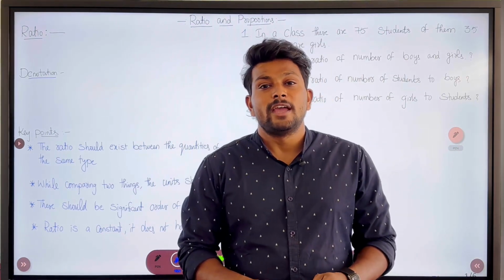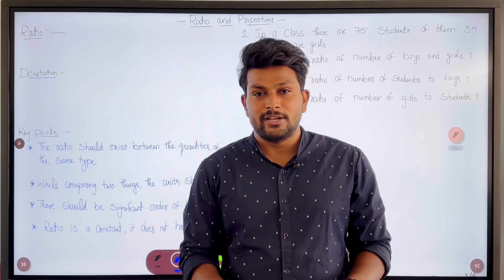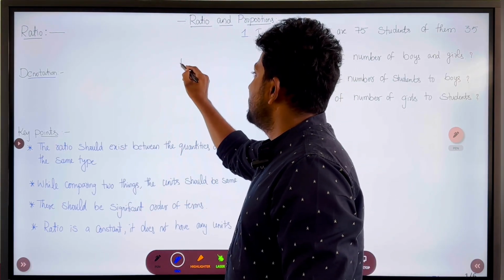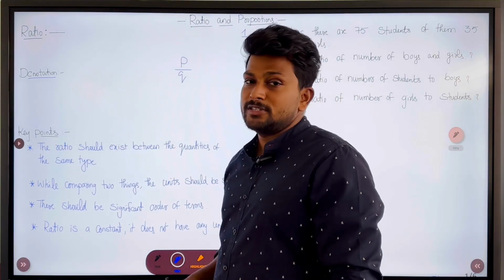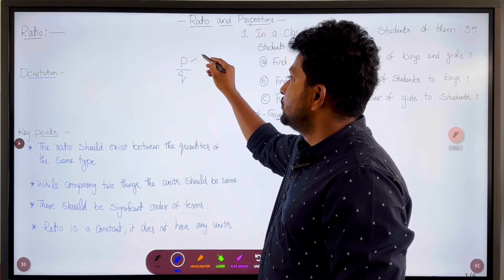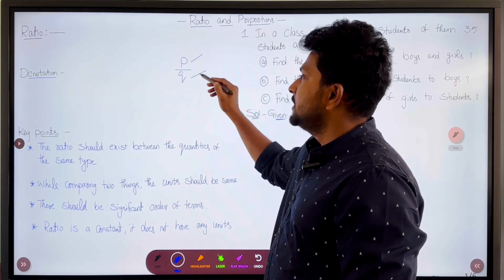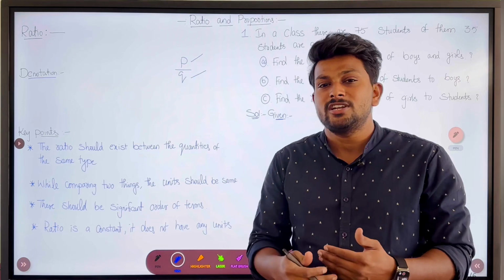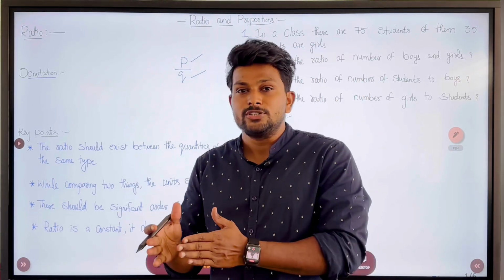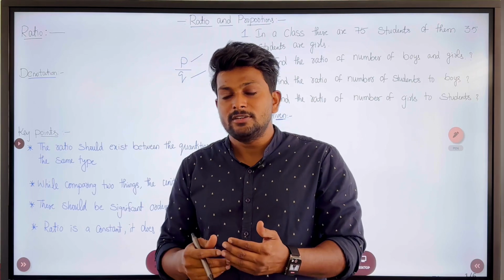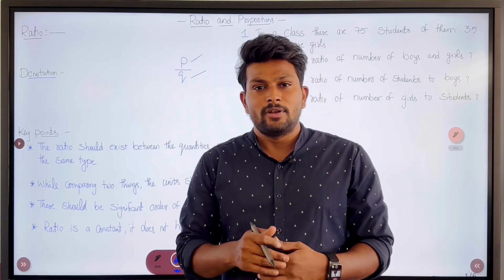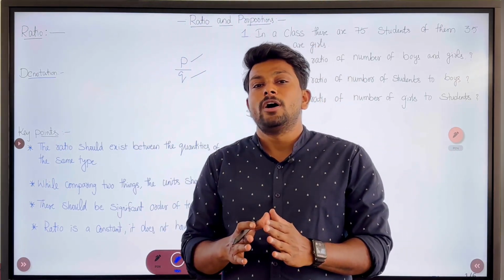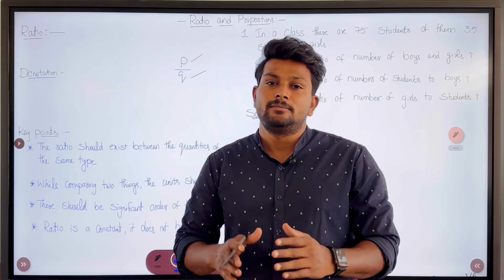Ratio means a fraction. So you know that, right? What is meant by fraction? Fraction in general is in the form of P by Q, where P is a numerator and Q is a denominator, right? But what is the difference between fraction and ratio? Fraction contains any value, but in particular ratio contains similar type of objects, similar type of data. So what is that?